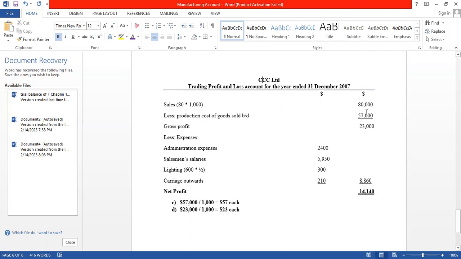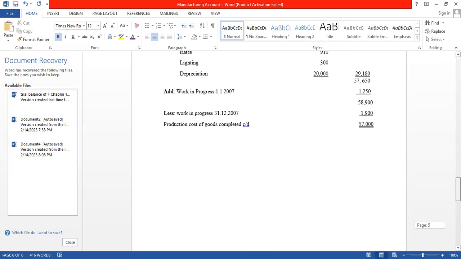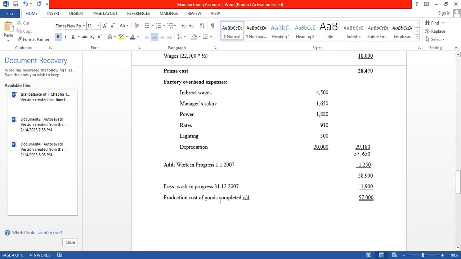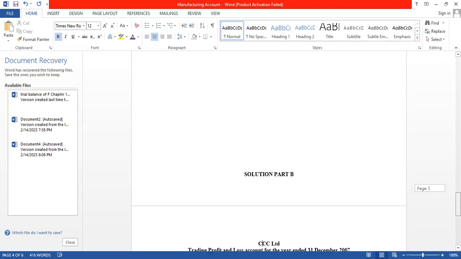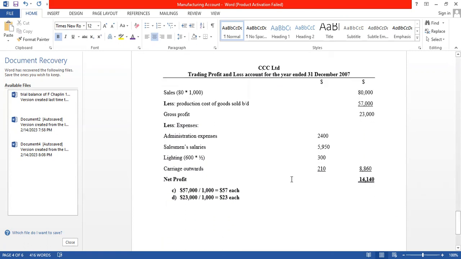How did we get this $57,000 for production cost of goods sold? Scrolling back up. Here it is. Production cost of goods completed, $57,000, and we have carried down. When you come in the trading profit and loss account, notice we have brought down. So we brought down this $57,000 from the manufacturing account.